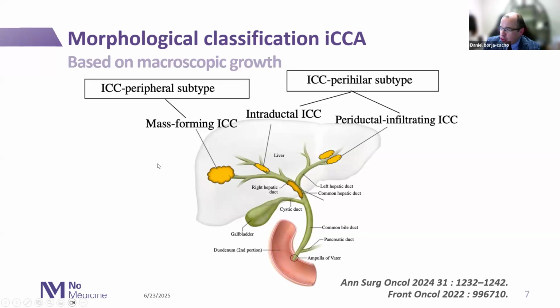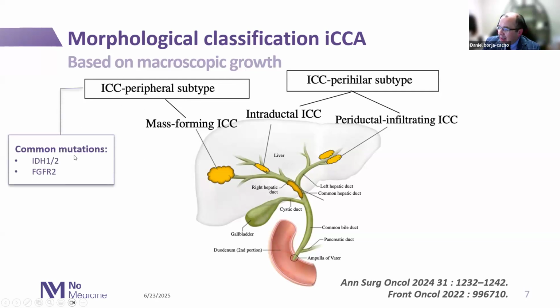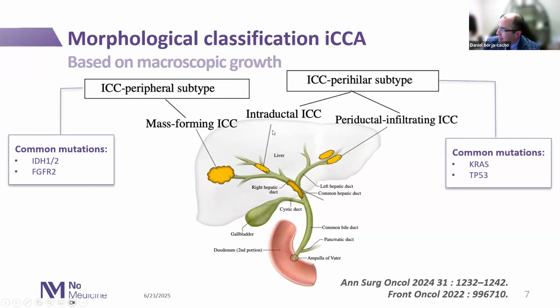This is important because most of the trials that have focused on liver transplantation, if you read them, are focused on the mass-forming peripheral subtype. They have different mutations as opposed to the perihilar type. It's more common to have these 2 mutations, isocitrate dehydrogenase 1 and 2, and fibroblast growth factor receptor number 2, as opposed to the common mutations that we see in the perihilar type, which are KRAS and TP53.